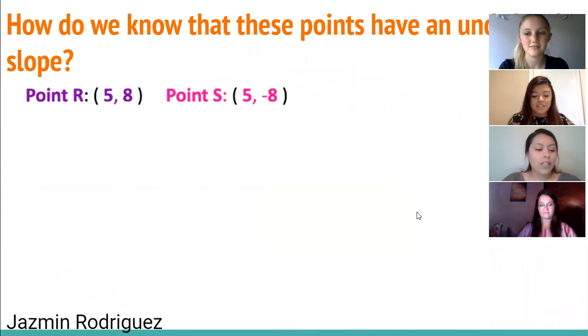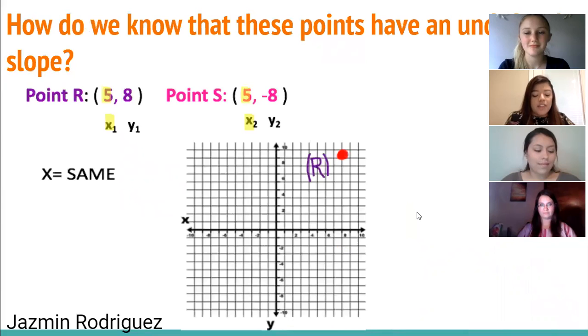Jasmine, how do we determine that this is an undefined slope? CC, there are a couple of ways that you can tell. The first way is through our given points. If we look, we have point R at 5, 8 and point S at 5, -8. And we see that our x value is the same for both points. This means that when we plot our points, we will also get a vertical line. And whenever we do that, that means it's going to run up and down our axis, and we know that vertical lines are undefined.